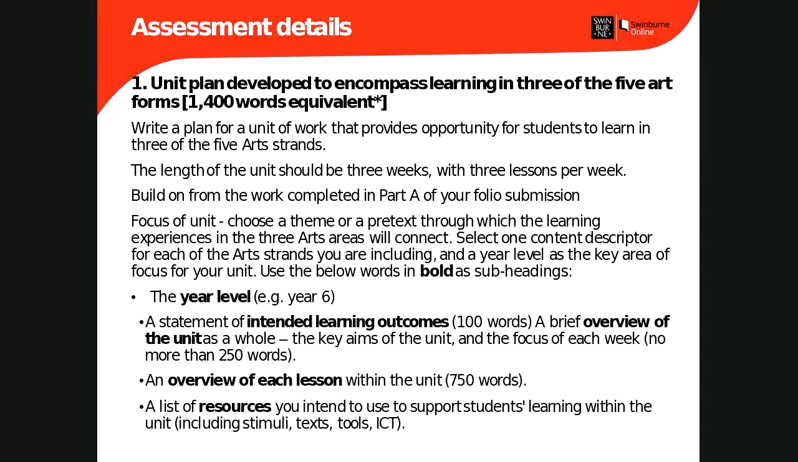So a bit of an overview: what the key aims are of the unit and what the focus is for each week across all of those arts areas. No more than 250 words for that, approximately. So you have an overview for the entire unit. There should also be an overview of each of the lessons within the unit, a bit of a description of what the lessons entail or what they include over those 3 weeks.